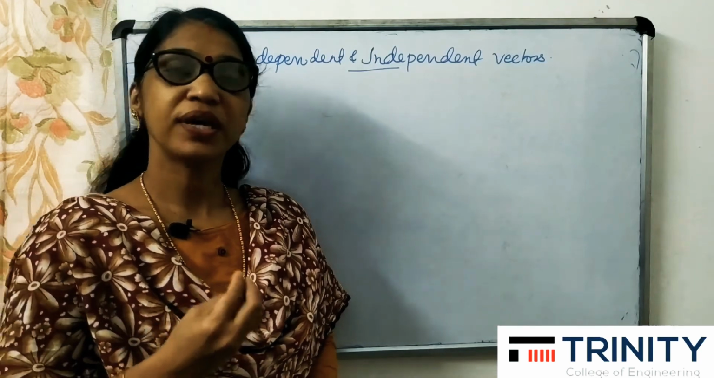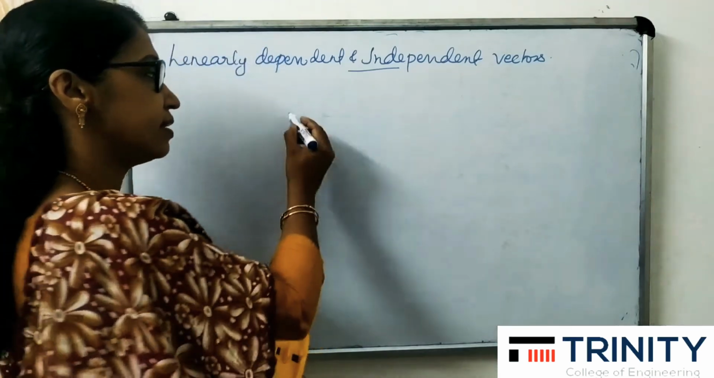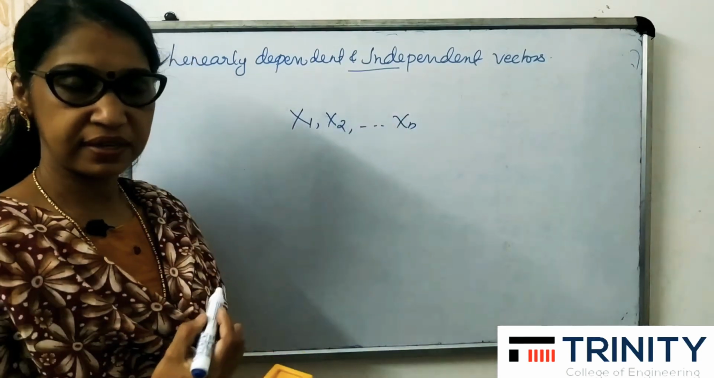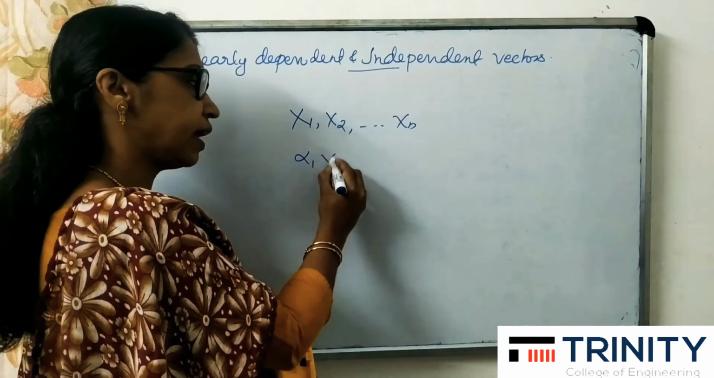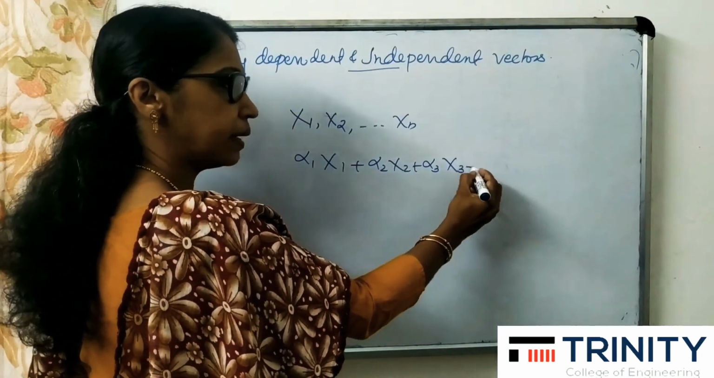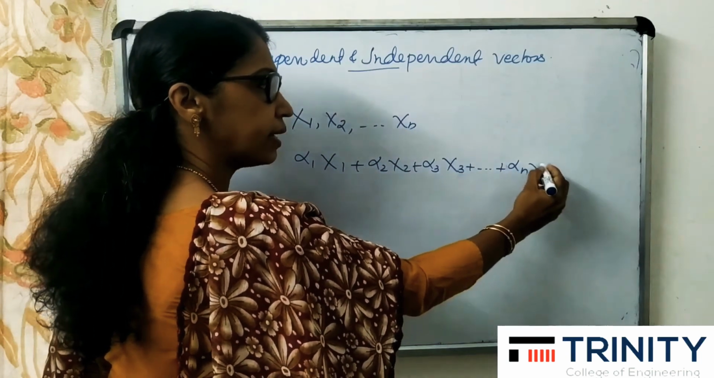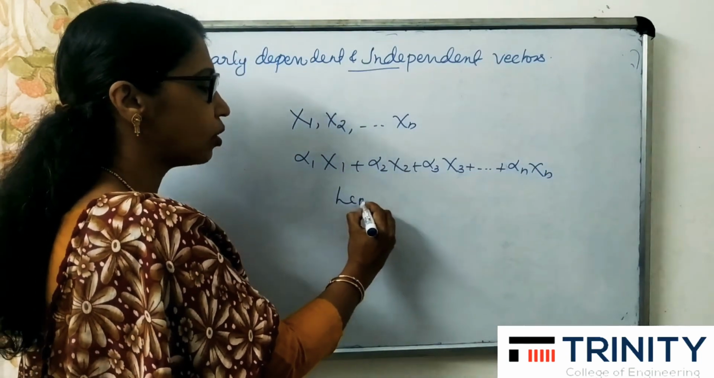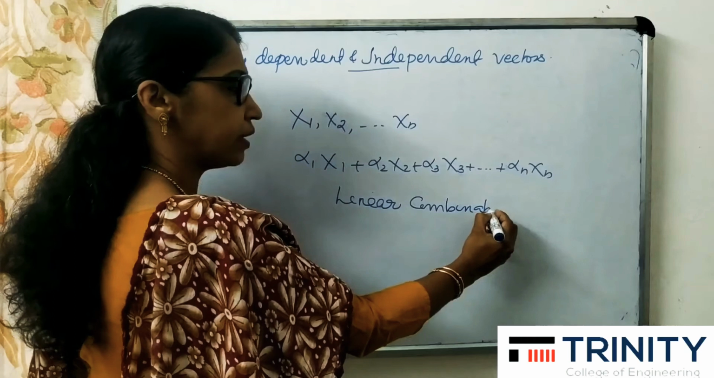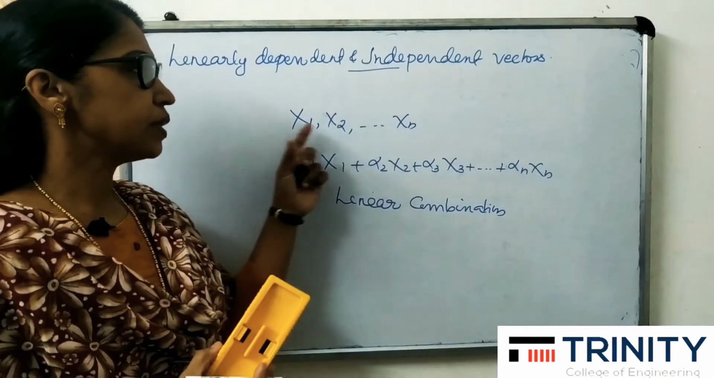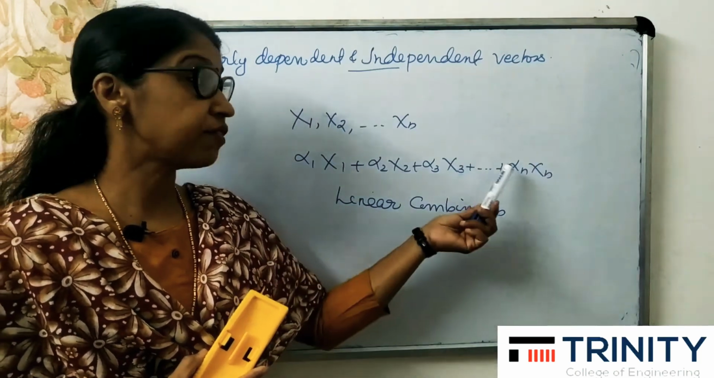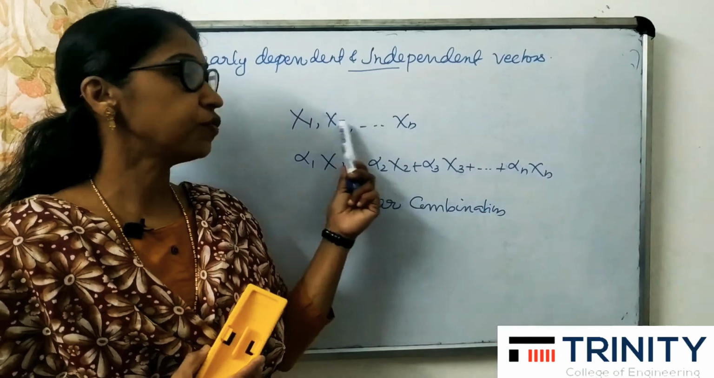If x1, x2, etc. xn are n vectors, then the expression alpha 1 x1 plus alpha 2 x2 plus alpha 3 x3 plus etc. plus alpha n xn is called a linear combination of these n vectors.